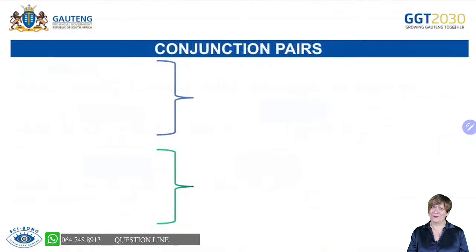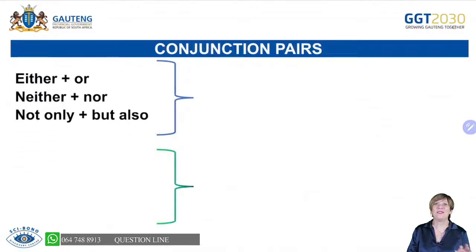Ooh. And then there's the conjunction pairs. We love these ones. And I'm sure you're going to recognize them immediately. We usually give you only one of them. We either give you either, neither, or not only. You have to know that the or and the nor and the but also must also be there.